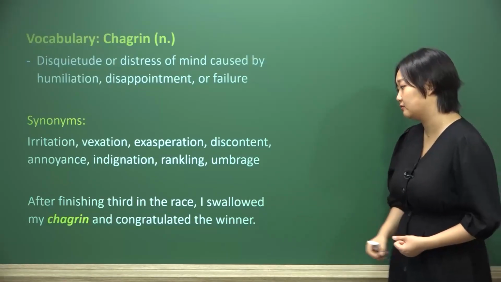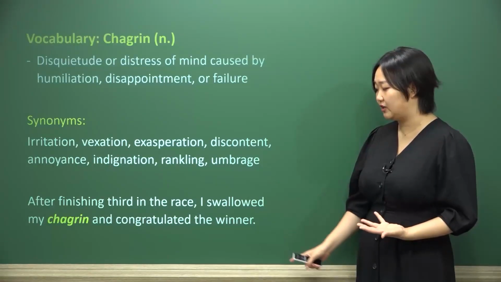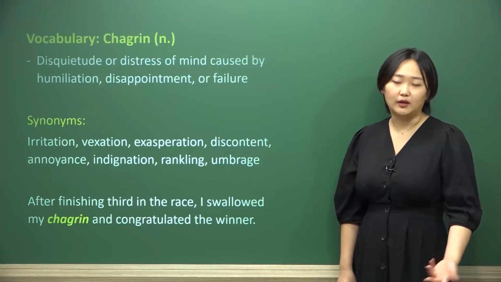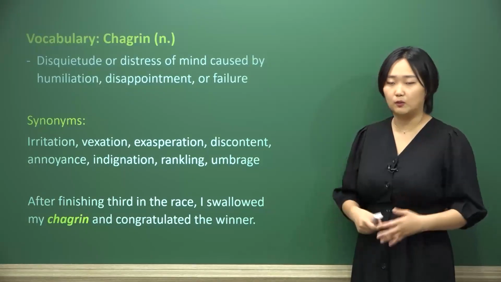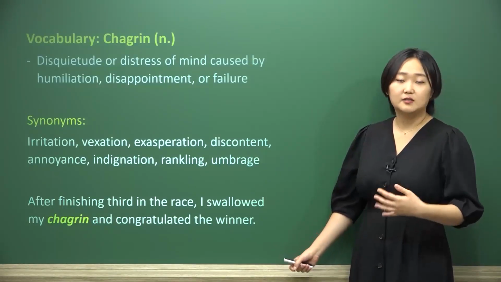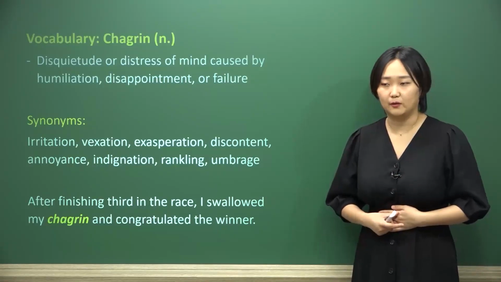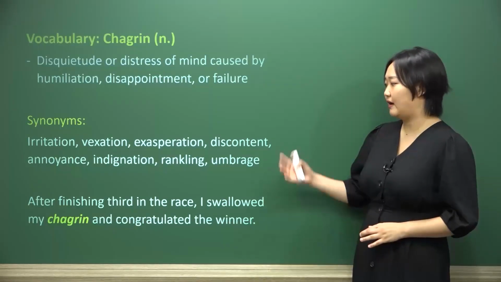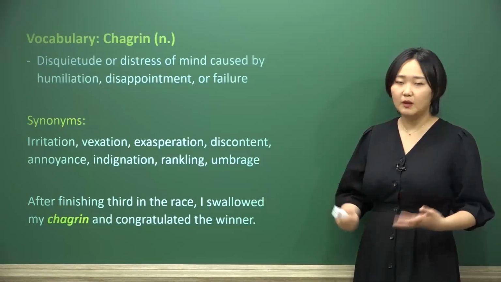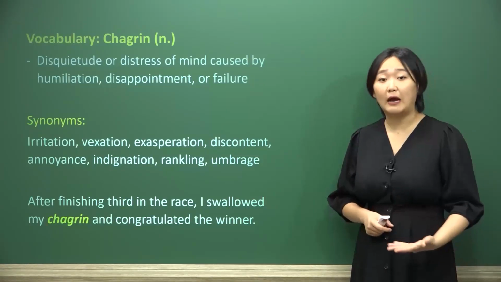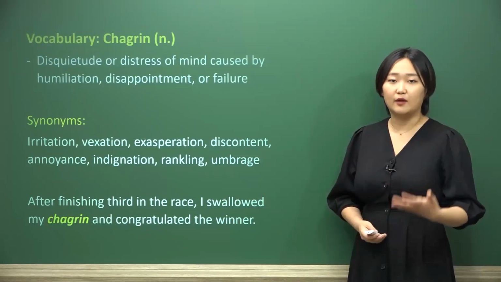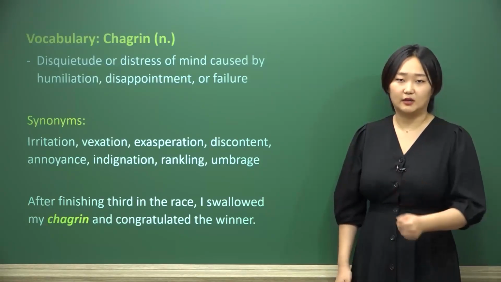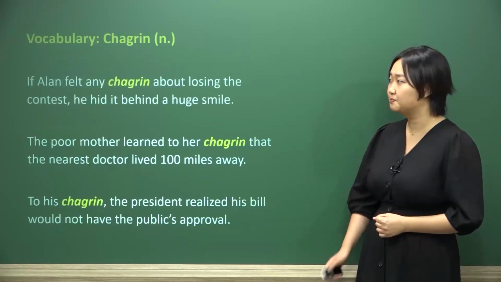After finishing third in the race, I swallowed my chagrin and congratulated the winner. I got third place, somebody else got second, somebody else got first, and I'm annoyed, I'm irritated because I trained really hard and I really want to get first place and it didn't happen. And so what do I do? I swallow the fact that I am annoyed. I swallow my annoyance, I push down my frustration, the discontent that I feel, how upset I am, and then I go ahead and congratulate the people who actually won because they worked really hard to get to that position anyway. And so my chagrin, I push it down, and then I go and congratulate others. I push down my annoyance.